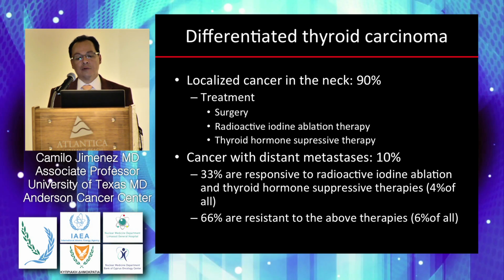33% of them are responsive to radioactive iodine ablation therapy and thyroid hormone suppressive therapy, and for the most part, they exhibit excellent prognosis. However, 66%, a total of 6% of the whole cohort, are resistant to the above therapies, and this is the group that we are going to focus on in this lecture.